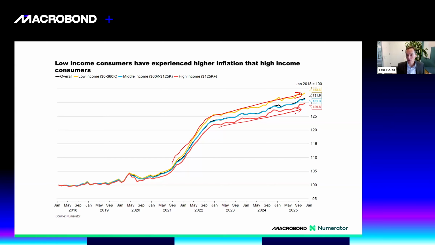So for all the things that Numerator tracks, which is going to be groceries and apparel and electronics and toys and home goods and tools and home improvement, for all of those things, the prices for low-income consumers are up around 33.6% since January 2018 versus 29.8% for higher income consumers. And this includes the ability for consumers to trade down to lower cost retailers, right? So lower income consumers have just experienced higher inflation.